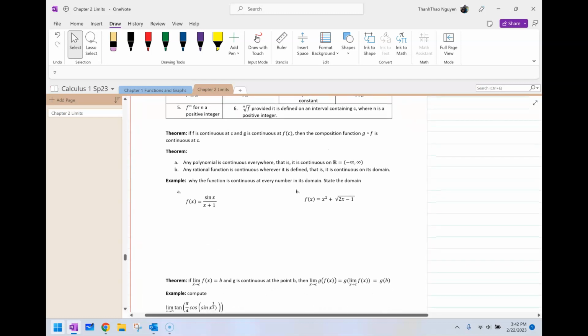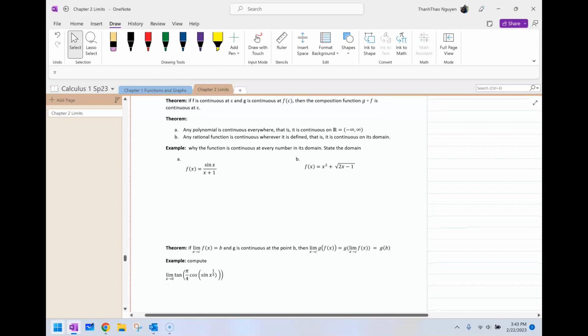And here's the most important theorem of all. Any polynomial is continuous everywhere. That is, continuous on its entire domain, from negative infinity to infinity. Any rational function is continuous whenever it is defined. That is, continuous on its domain.